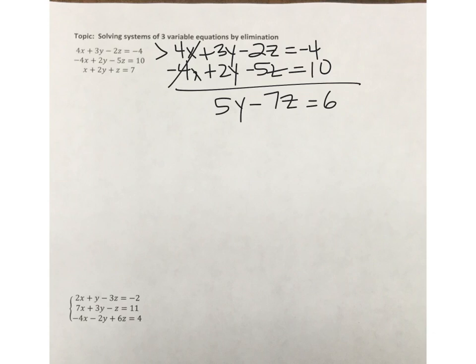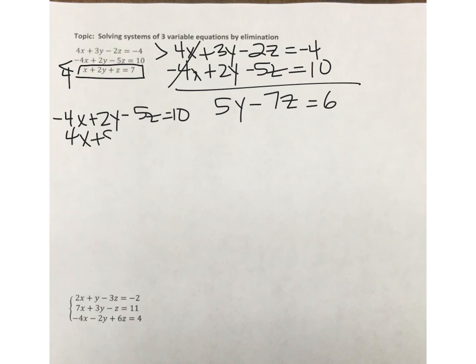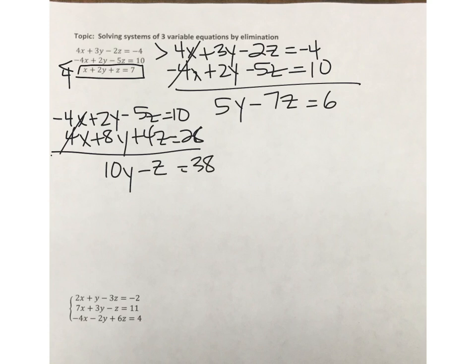So next, you're going to pick one equation to go with this bottom one and eliminate again. I'm just going to pick the one right above it. I'm going to leave the -4x plus 2y minus 5z equals 10 alone. But I'm going to multiply this bottom one by 4. So I'm going to rewrite that equation as 4x plus 8y plus 4z equals 28. When I do that, I don't have any x's left. I have 10y minus 1z equals 38.